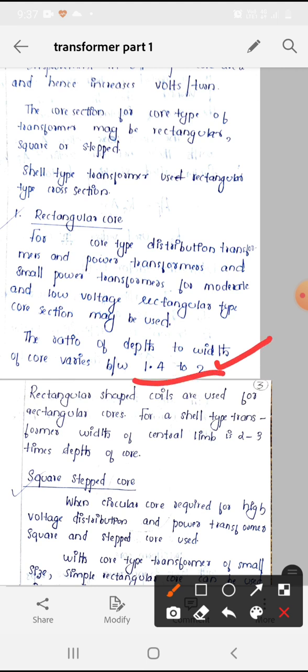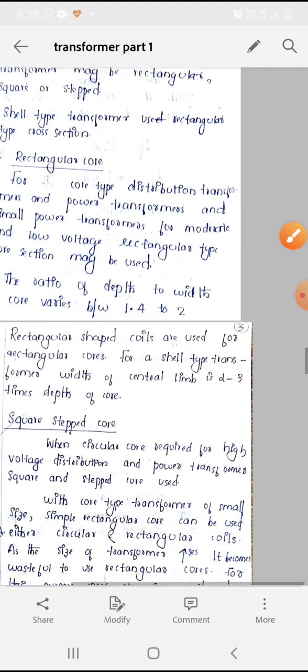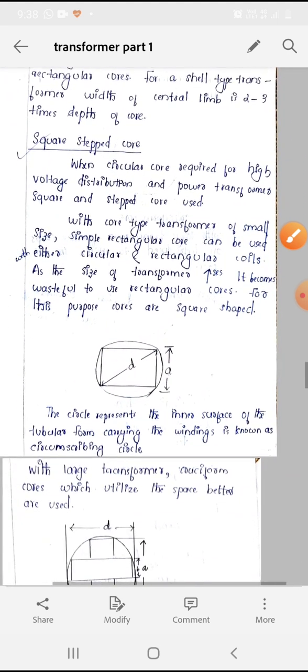These ranges in EMD we need to study, since we won't be having any data sheet or anything. We need to remember or memorize these ranges somehow. Rectangular shaped coils are used for rectangular cores. For shell type transformers, the width of the limb is 2 to 3 times the depth of the core.